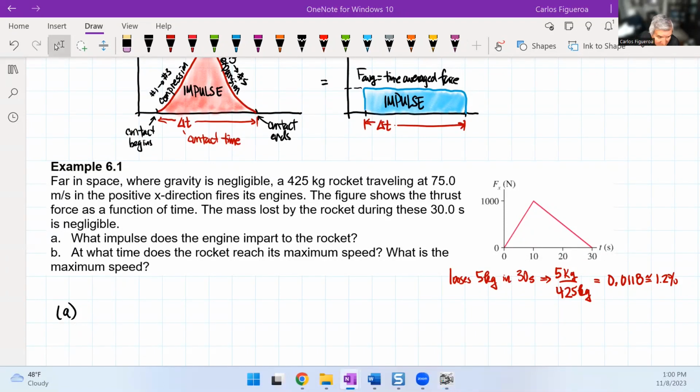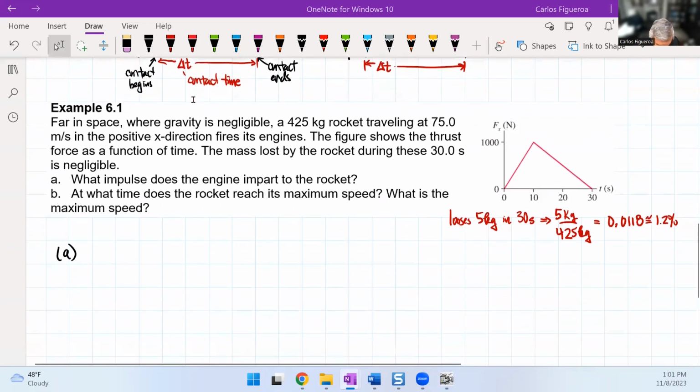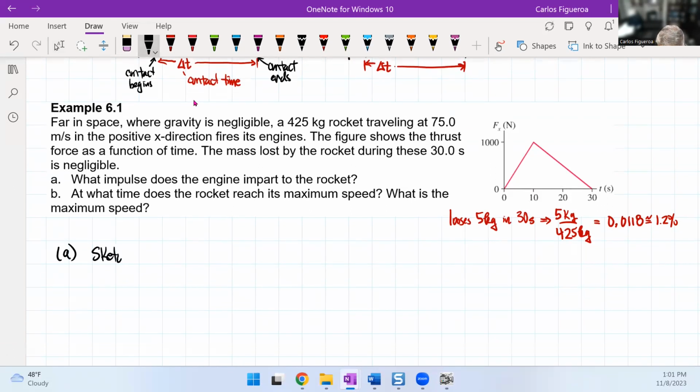Okay, let's look at this. The first thing I want to do is interpret the situation. So I definitely want to sketch the situation and draw a bar diagram.